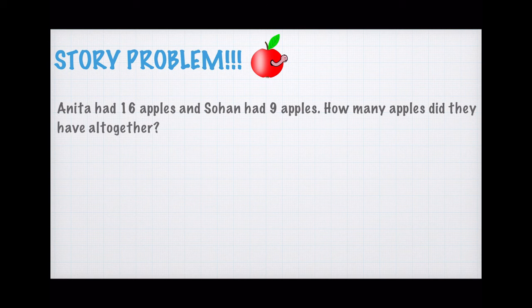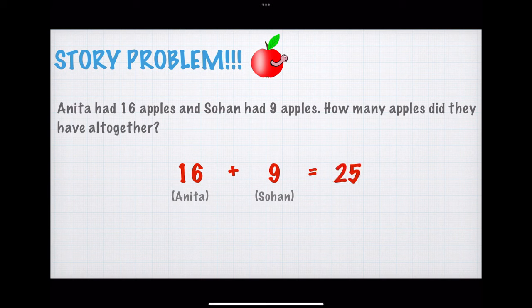Anita had 16 apples and Sohan had 9 apples. How many apples did they have altogether? So we know that Anita had 16 apples while Sohan had 9 apples. We must determine the total number of apples that they both had. So addition operation must be performed in order to obtain the solution to this problem. Therefore, 16 plus 9 is equal to 25. Hence, there are 25 apples altogether.